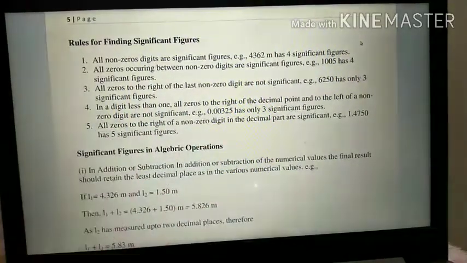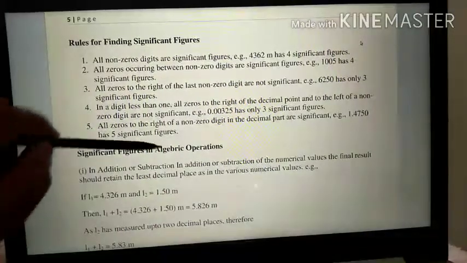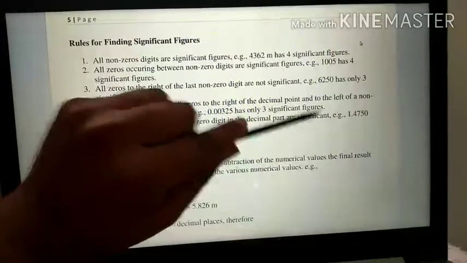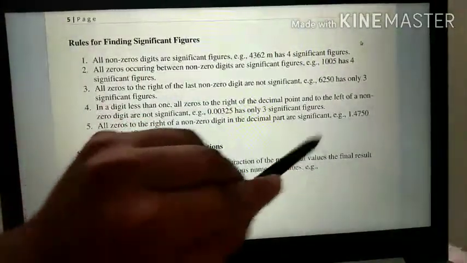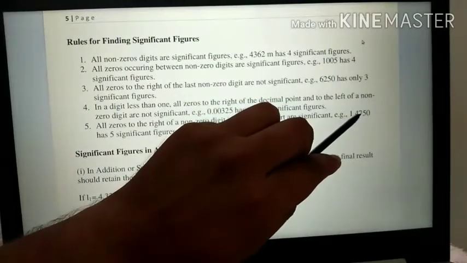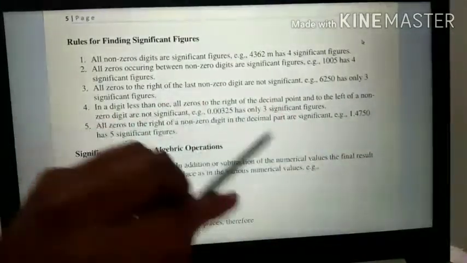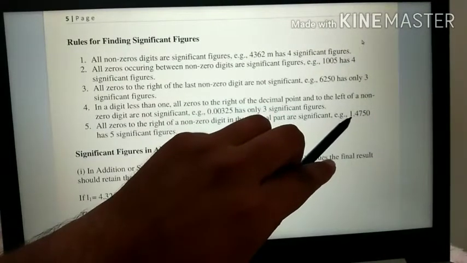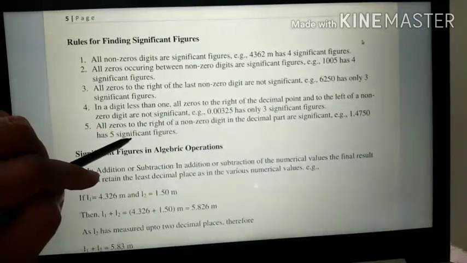Okay, and the fifth: all zeros to the right of a non-zero digit in the decimal part are significant. So here we can see that after the decimal point there are 4 digits, 4750. Okay, and before the decimal there is a non-zero digit. So here we consider 5 significant figures.